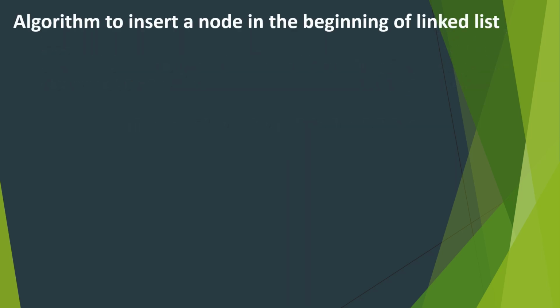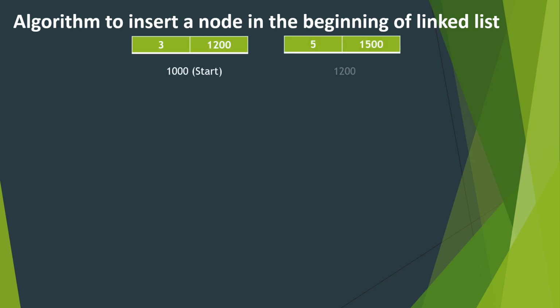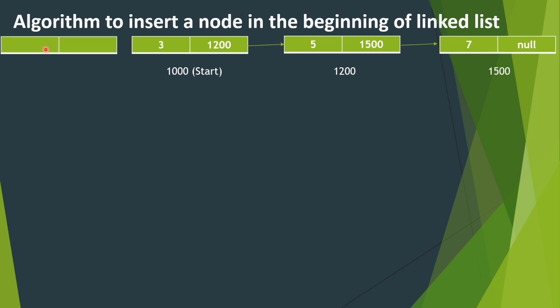Algorithm to insert a node in the beginning of a linked list. Suppose a linked list is there where the start is at 1000 memory location, and the numbers are 3, 5 and 7. Now what is the meaning of adding a node in the beginning? If we want to add a node in the beginning, that is possible. We can add a node in the beginning.